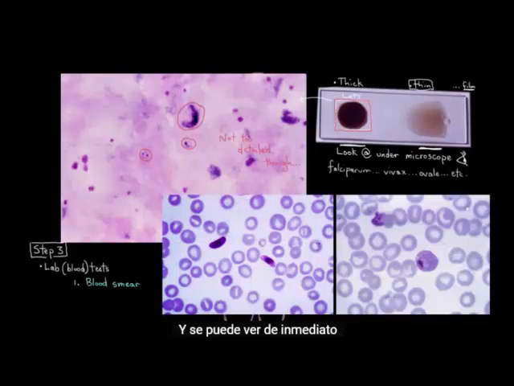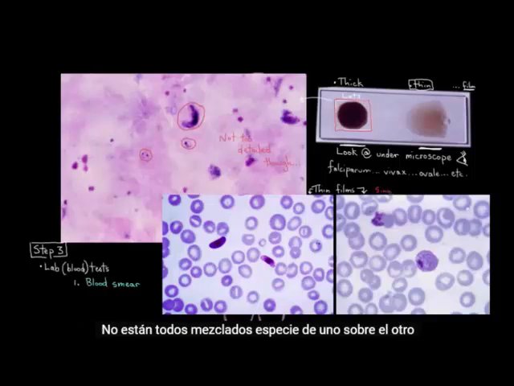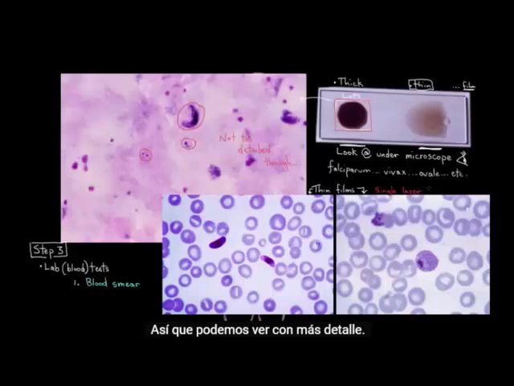And you can immediately see that it's a lot more detailed, right? Because it's thin, it's basically just a single layer of blood cells. They're not all jumbled all over each other like in the thick film. So we can see more detail. And we can already see that there's some trophozoites in these red blood cells. It's kind of weird, but this used to be the merozoite that infected this red blood cell initially. And now it's turned into a trophozoite, which is what goes on to multiply into tons more merozoites. It reverts back to being called a merozoite once it starts to reproduce.